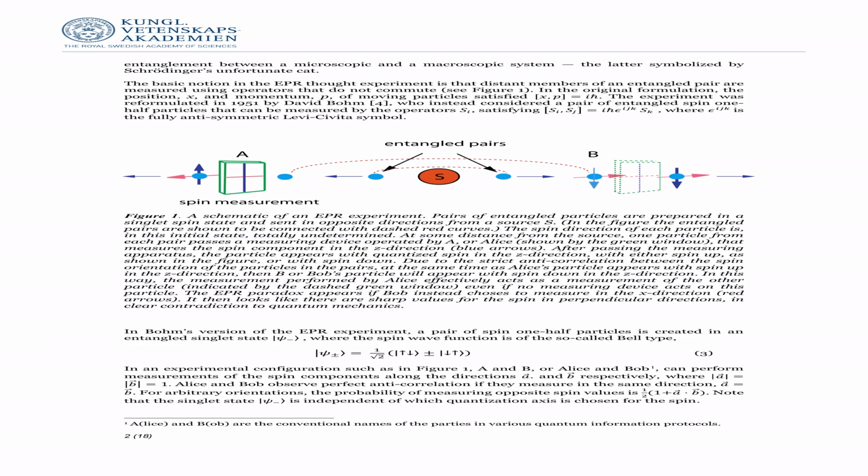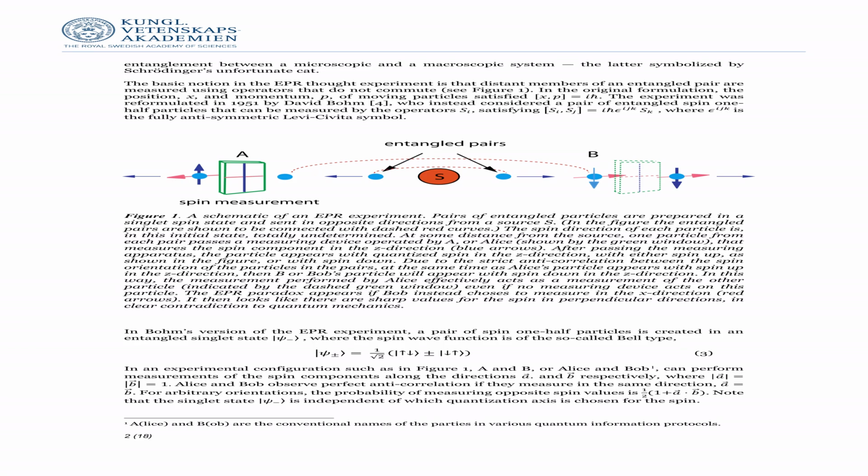Figure 1. A schematic of an EPR experiment. Pairs of entangled particles are prepared in a singlet spin state and sent in opposite directions from a source. In the figure, the entangled pairs are shown to be connected with dashed red curves. The spin direction of each particle is, in this initial state, totally undetermined.